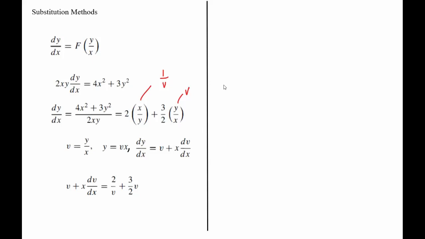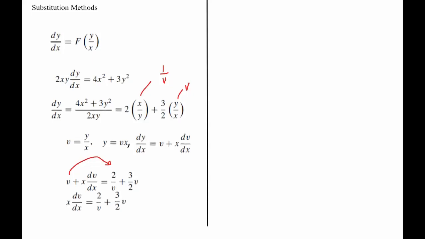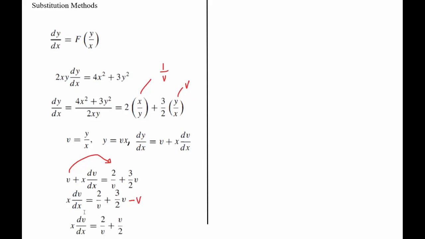Now the advantage of this is that if we take this v to the other side, that's going to make this a separable equation. Let's have a look. Bring the minus v to this side, and 3v over 2 minus v, that is 1.5v minus v, just gives you a half v. So we end up with this.